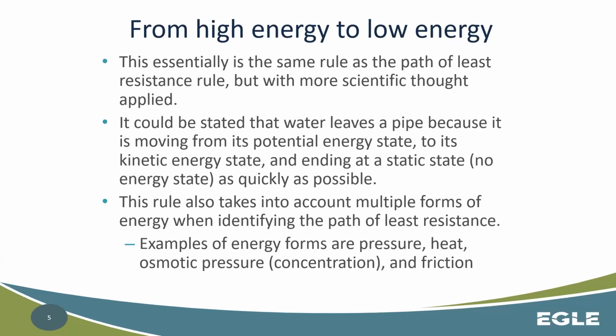For that same water main break, one of the reasons the water is flowing out at that location is because it is flowing from a higher energy to a lower energy. Essentially, this is the path of least resistance if we understand how energy works in a water system. It could be stated that water leaves a pipe because it is moving from its potential energy state to its kinetic energy state, and ending at a static state, meaning no energy state.